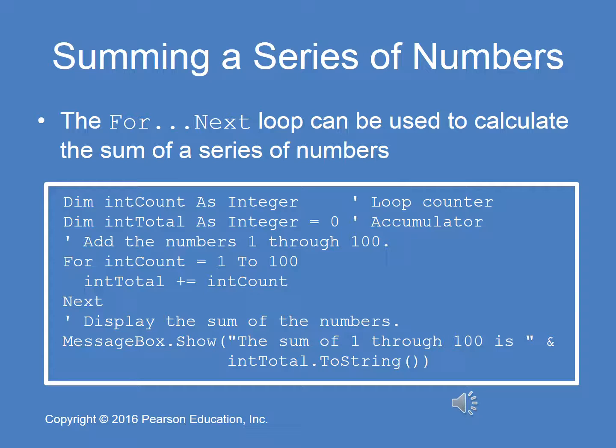Here we see the use of the for next loop to calculate the sum of a series of numbers. And in this particular case, we're going to use the counter. So we're declaring int count as an integer, int total as an integer, and because it's an accumulator, we're setting it to 0. And we're going to add the numbers 1 through 100. So for int count equals 1 to 100, int total, which starts at 0, plus equals int count. So each time, int total will have the value of the counter added to it. So it'll start at 0, and then we'll add 1, and we'll add 2, we'll add 3, I'll add 4, and it will end after the series of numbers between 1 and 100 are added together, and will then display the sum of the numbers using a message box.